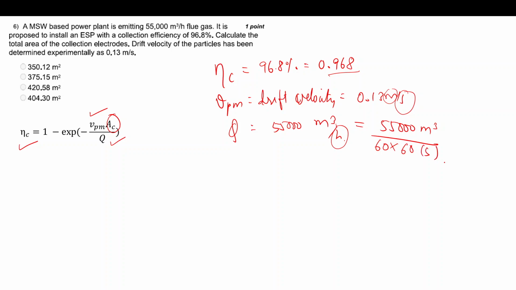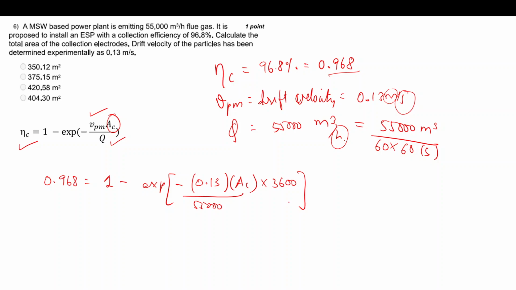Now if you put in all the values, then 0.968 equals 1 minus exponential of minus VPM, which is 0.13 into AC, divided by 55,000. Now this is divided by 3600, which will go in the numerator, so it will be into 3600. If you do the simplification, tell me what do you get?